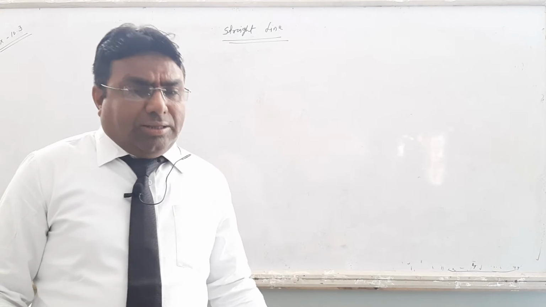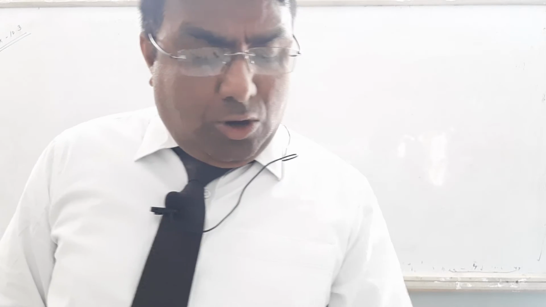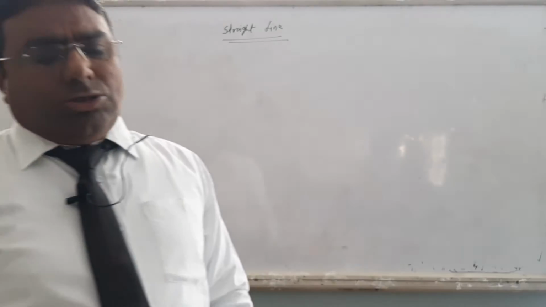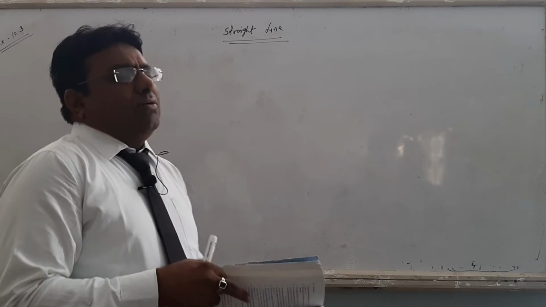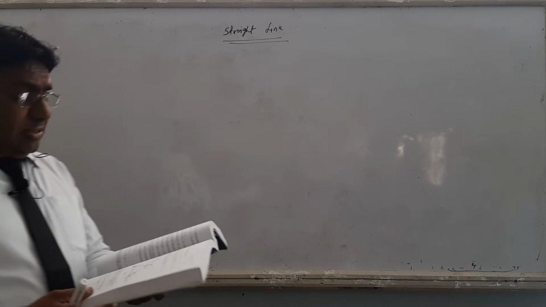Now the last form. What is the equation of a line in normal form? The equation of a line in normal form is x cos theta plus y sin theta equals p, where p is the length of the perpendicular from the origin to the line, and theta is the angle between the perpendicular line and the x-axis.